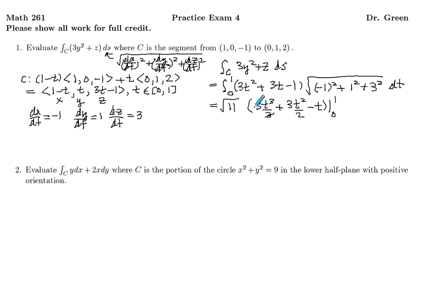So the 3's cancel here, so just doing a little plug-in, we've got square root 11, and then plug in 1: we're going to have 1 cubed is 1, plus 3 halves times 1 squared is 3 halves, and minus 1. And if we plug in 0 all the way across, we just get a 0. Okay, so there's our substitutions. 1 and negative 1 cancel. This is just 3 halves root 11.